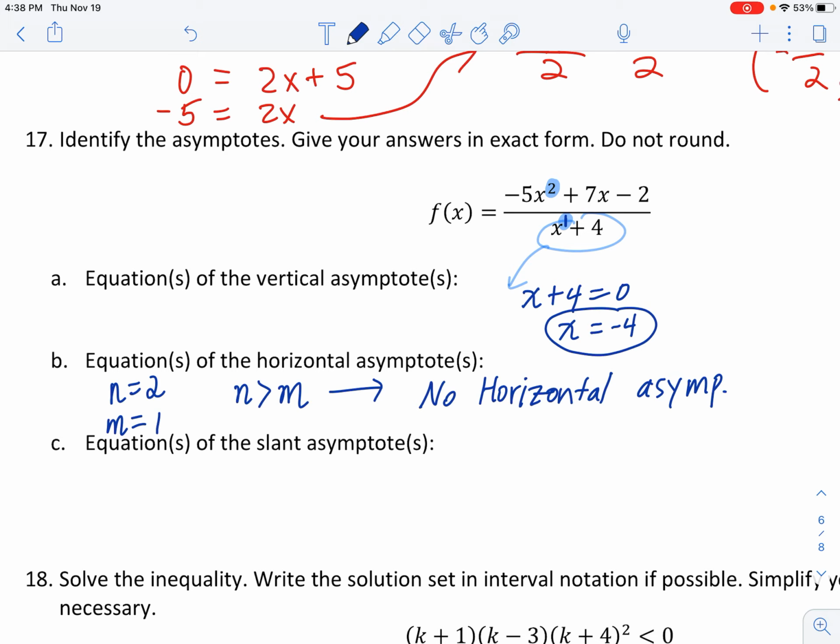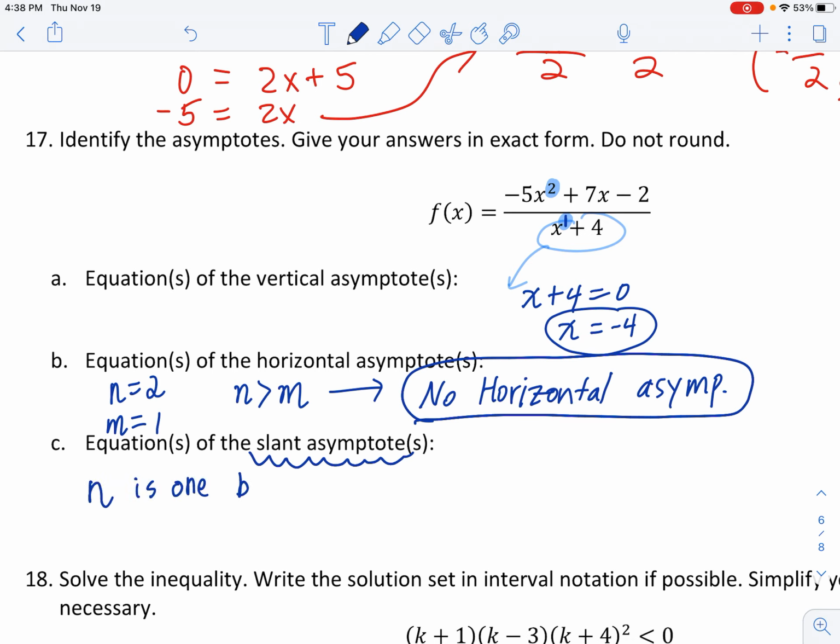But anyways, now let's take a look at the last one. There was no horizontal asymptote for this function. But what about slant asymptote? Now, you remember, we have slant asymptote when n is 1 bigger than m. And is that true? In other words, if we do m plus 1, it should be n. That's the condition that we need to have in order for a function to have a slant asymptote. And that is so true, isn't it? 2 is 1 bigger than 1. So we have a slant asymptote.